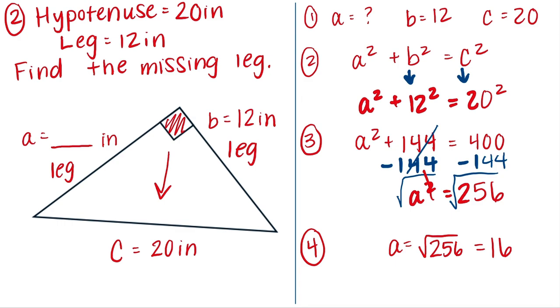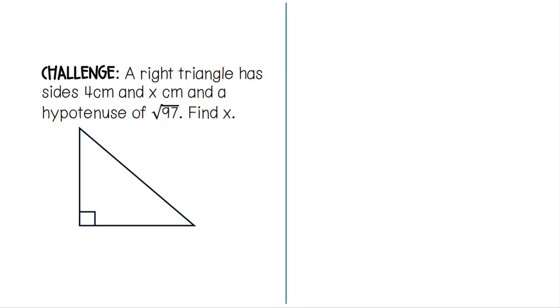Remember that the square root of 256 could be positive or negative 16, but when we're talking about length, we're assuming that it's positive. That's my final answer. We do have one more question. It's a little bit of a challenge. So if you want to pause and try it first on your own, I think that would be great practice.